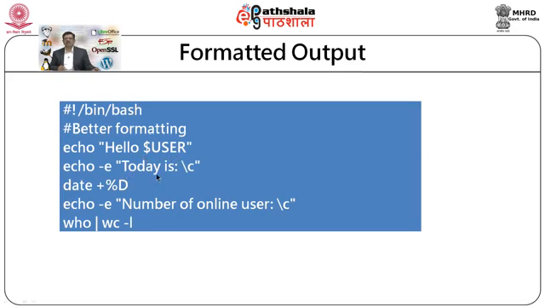Then I am displaying today is so and so date. Here I have used the option -e. So, the output of today is and the date will be in the same line. I am also displaying the number of online users. So, this is another echo statement.